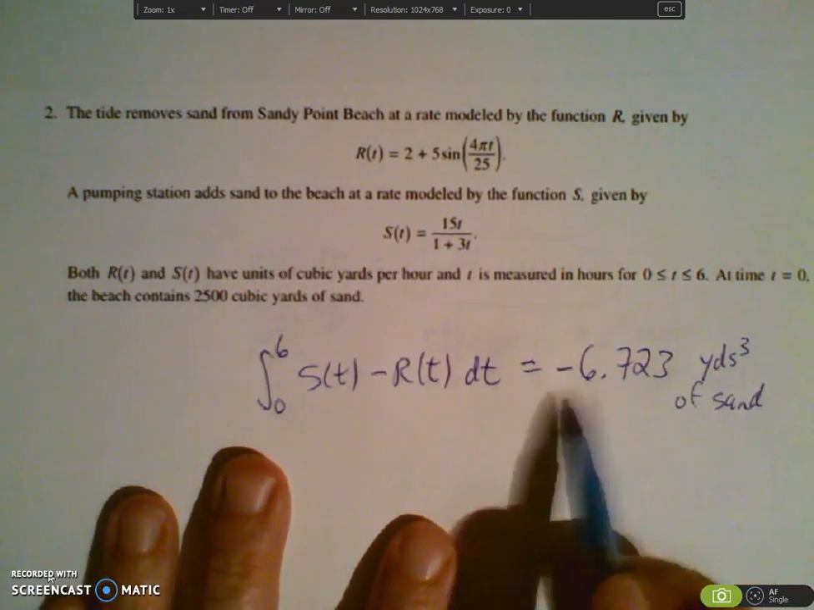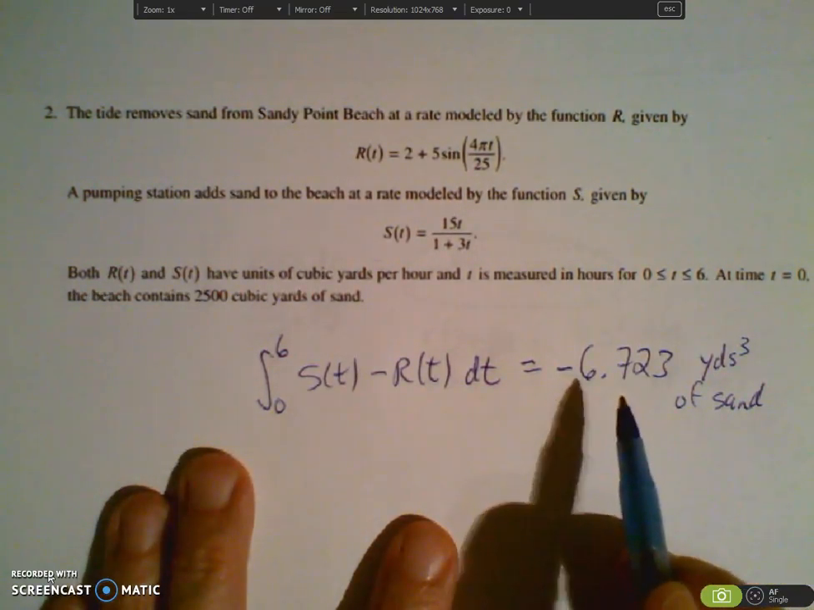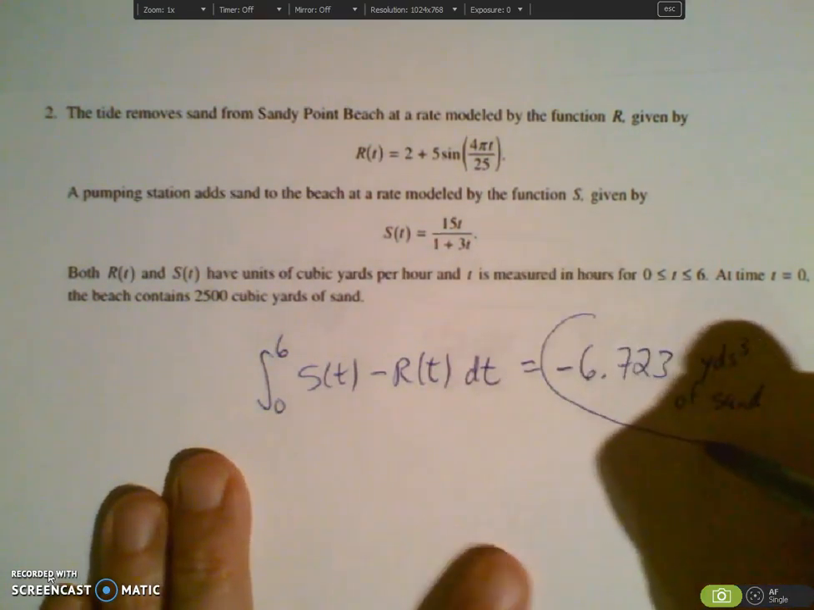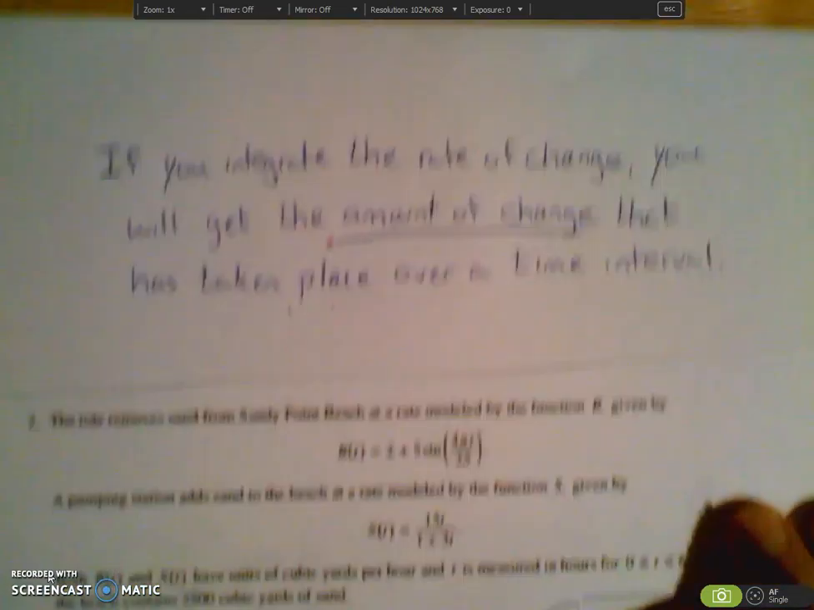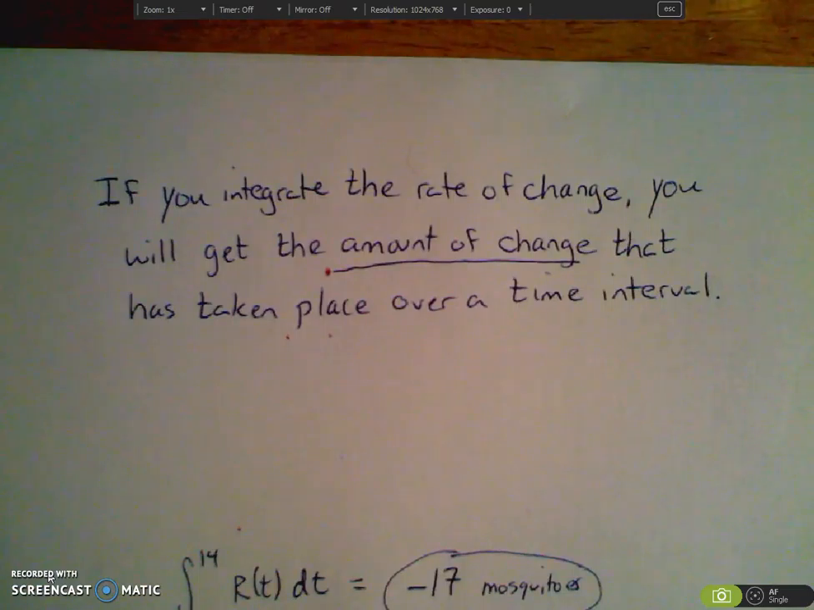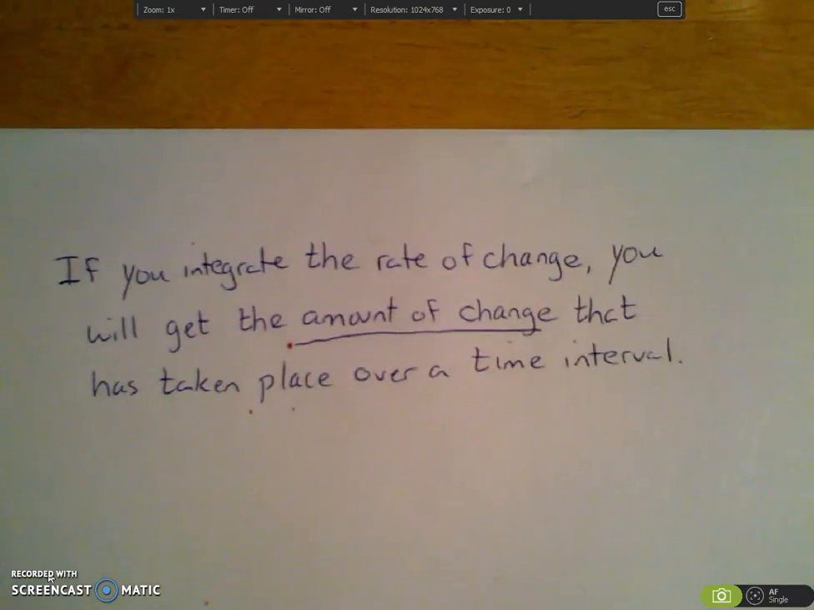This certainly isn't the amount of sand on the beach. This is the change in the amount of sand on the beach. So remember that when we integrate a rate of change, what we're getting is the amount of change that has taken place over a time interval. That's the important thing that you need to keep in mind.